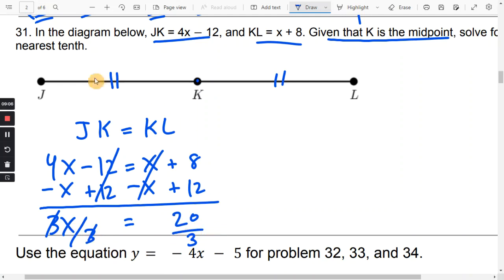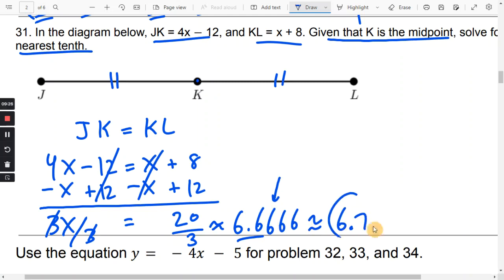So 20/3. Again, I asked for the nearest tenth. So if I do 20 divided by 3 on the calculator, I get 6.666. It just keeps going. Okay, so for one decimal place, you look at the second decimal. If it's 5 or more, you round it up. So that's just 6.7.